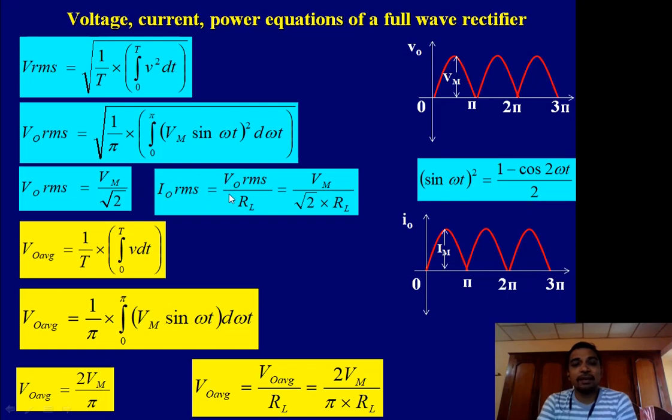In the same way, I naught RMS is equal to, by simple Ohm's law, Vm by root 2 into RL. This is about AC content, meaning total power.